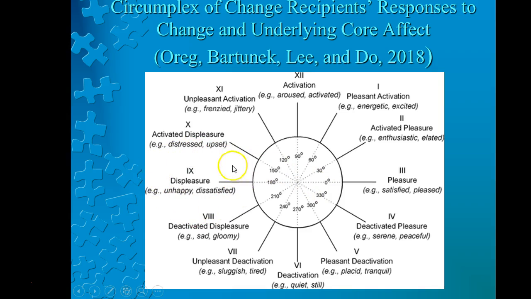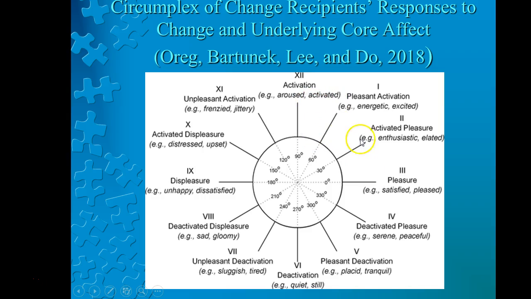Displeasure is displayed to the left over here. We also see up at the top high activation and at the bottom low activation or deactivation. To do my best to explain this model to you, in an organization, employees always respond differently to change. Typically here between 0 and 90 degrees, this is more known as change proactivity. This is where employees are truly excited and elated and enthusiastic about the change that is taking place.